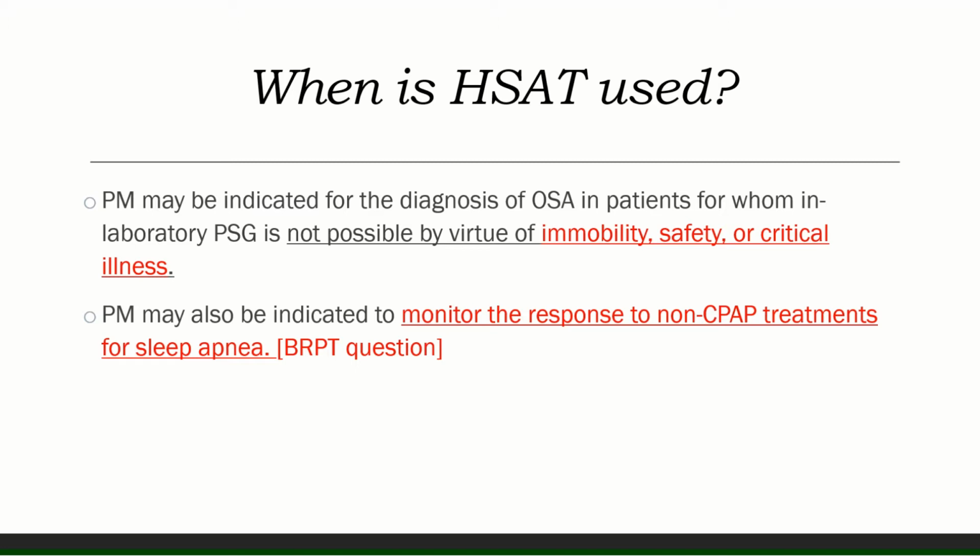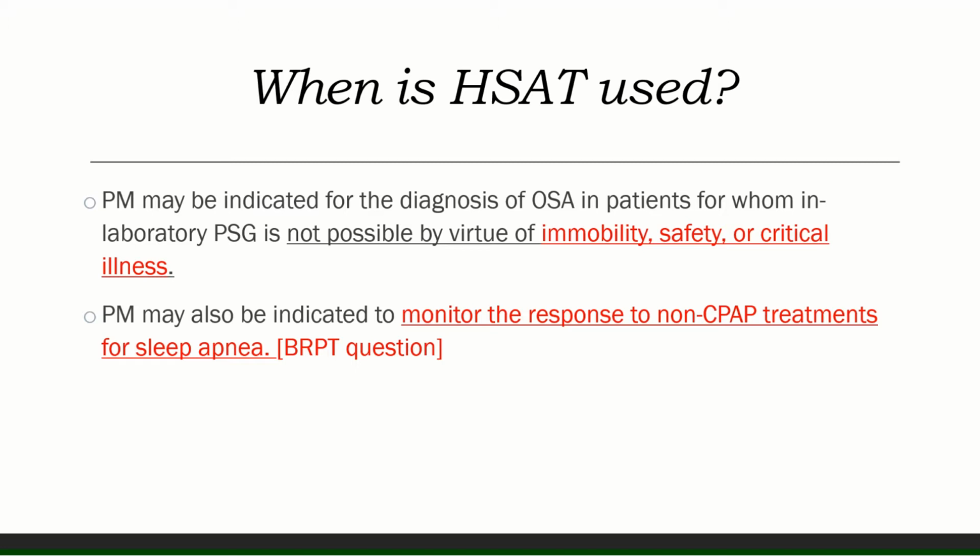All right, so portable monitoring, aka Hsat, may also be indicated to monitor the response to non-CPAP treatments for sleep apnea. This is a BRPT question. Someone had this question on their exam. Let me read that again. Portable monitoring may be indicated for what? It may be indicated to monitor the response to non-CPAP treatments for sleep apnea.